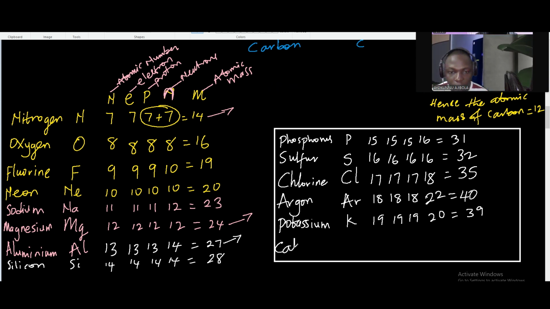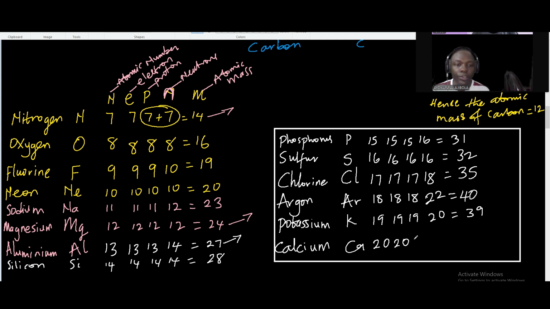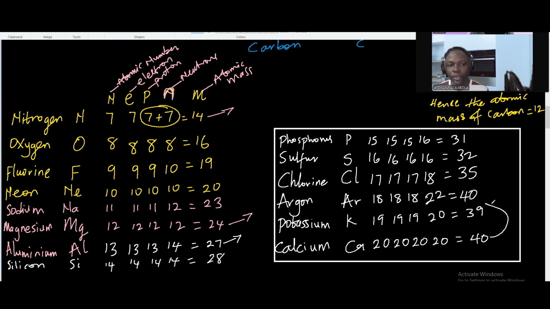Okay. Yes. So the last one in the first 20 elements, we have calcium. Calcium is number 20. Okay, so the symbol is Ca. The atomic number is 20, electrons 20, protons 20, and neutrons also 20, and that's also 40. So you can see it has roughly the same mass as argon. And that is where we'll be rounding up your science for today. So just put down all of these details.